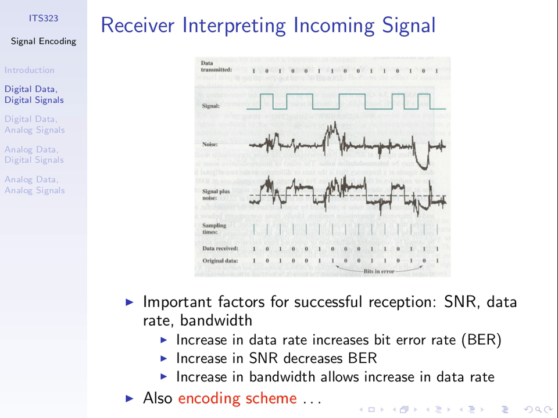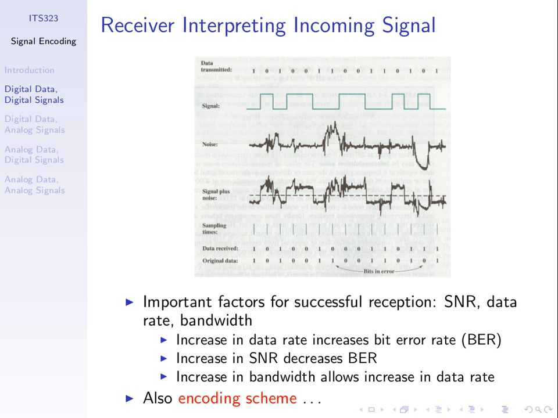If noise goes up, then the number of errors, the bit error rate, goes up, because the signal to noise ratio goes down. If the signal strength goes down, the signal to noise ratio goes down, and the number of errors goes up, which is here. An increase in the signal to noise ratio decreases bit error rate.